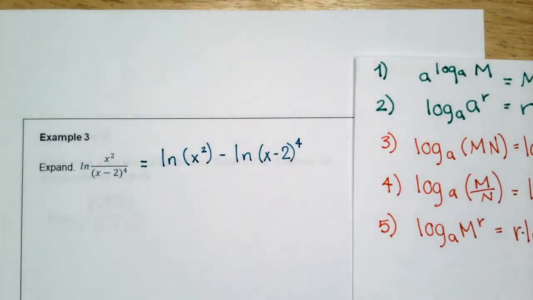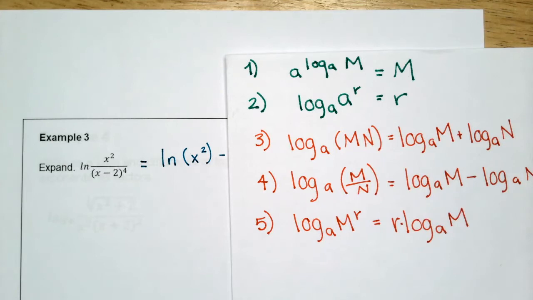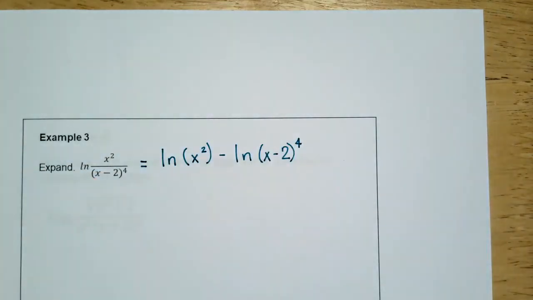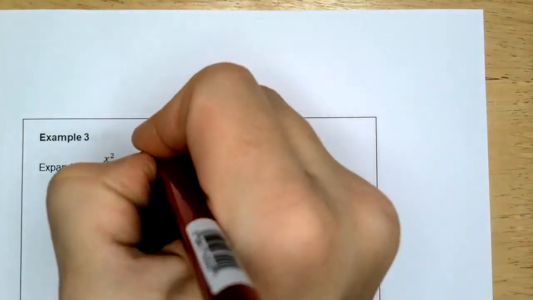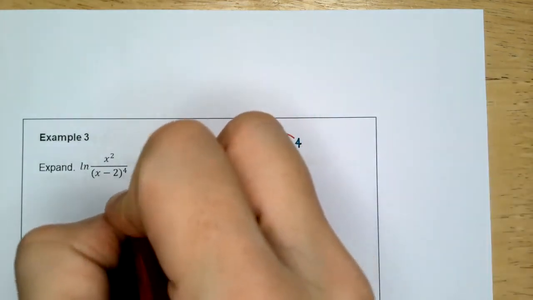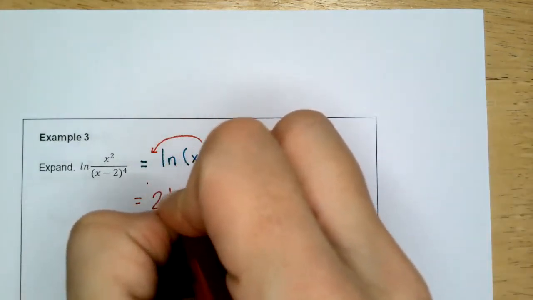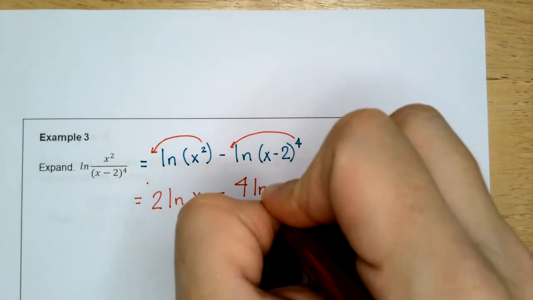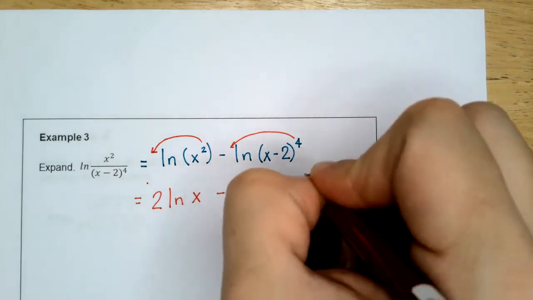Good. Okay. And because I have a log to a power in each example, I can use that last property, property number 5, to bring that power down in front and multiply it by the log expression. So here I'm going to bring the 2, use a different color here to accentuate what I'm doing. Here I'm bringing the 2 down, here I'm bringing the 4 down. So now I have 2 natural log of x minus 4 times the natural log of x minus 2.